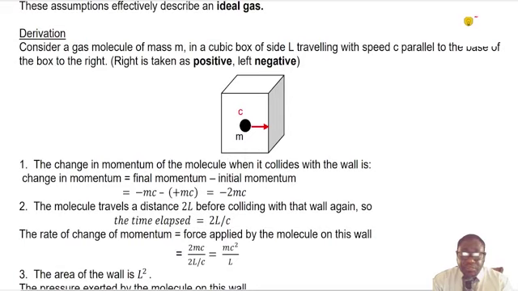So change in momentum is equal to final momentum minus initial momentum, taking vectors to the right as positive, left as negative. So final momentum is to the left, initial momentum is to the right. So minus mc minus mc, giving you minus 2mc. This molecule travels a total distance of 2L because it's going to move from left to right and then from right to left. So that's going to be 2L. And then to find the time is going to be distance over the speed. So that's going to be 2L over c.